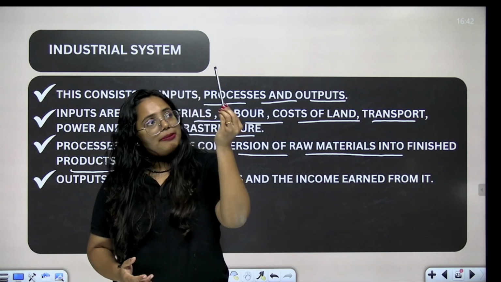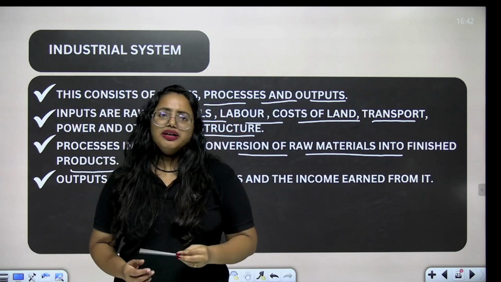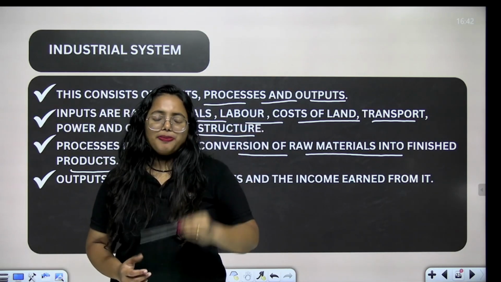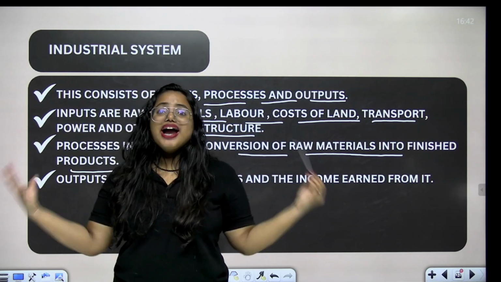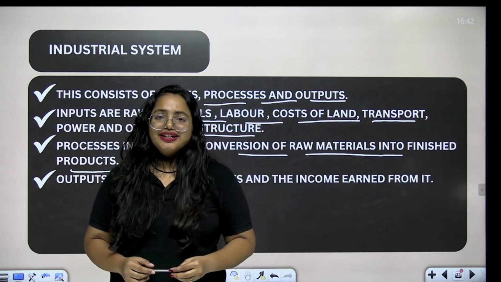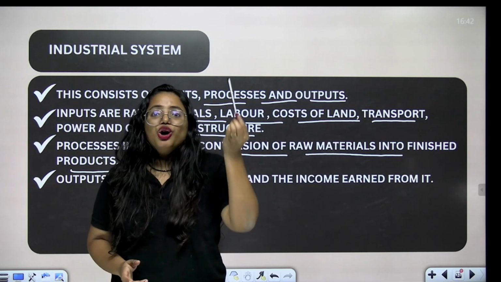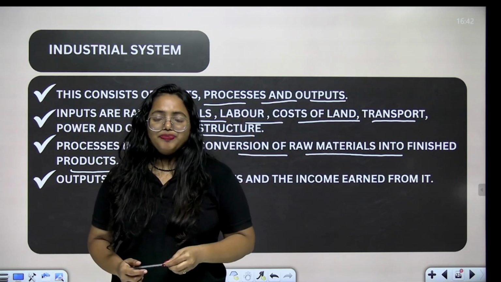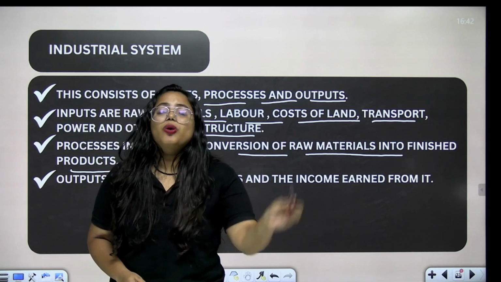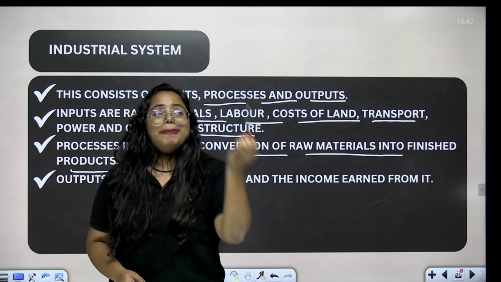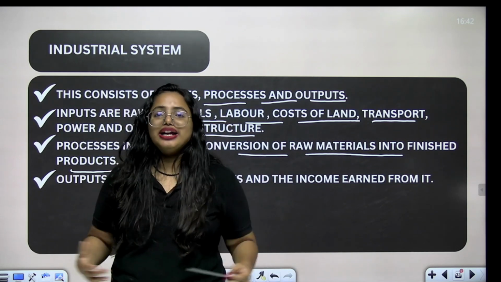Clear? For example, consider this pencil as a final product. But to manufacture this pencil, they would have added a lot of raw materials, right? Graphite, wood, all of these. So, wood and graphite pieces are considered as raw materials, whereas the pencil is considered as the final product.